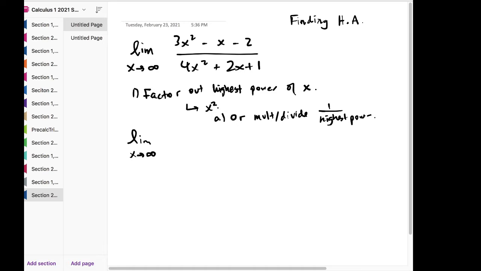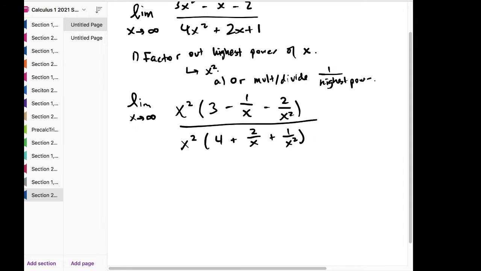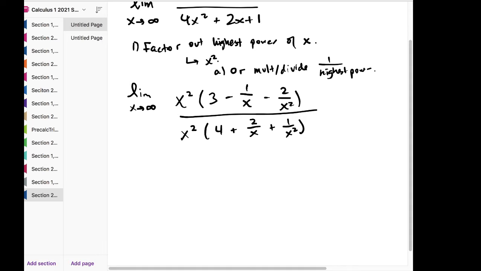So if I factor out x squared in the numerator, I get 3. And then if I factor x squared from x, I get 1 over x, and then minus 2 over x squared. In the denominator, factor out x squared, and I get 4 plus 2 over x plus 1 over x squared. Okay, so since we factored out the same thing, they are common factors. Now we have this limit.